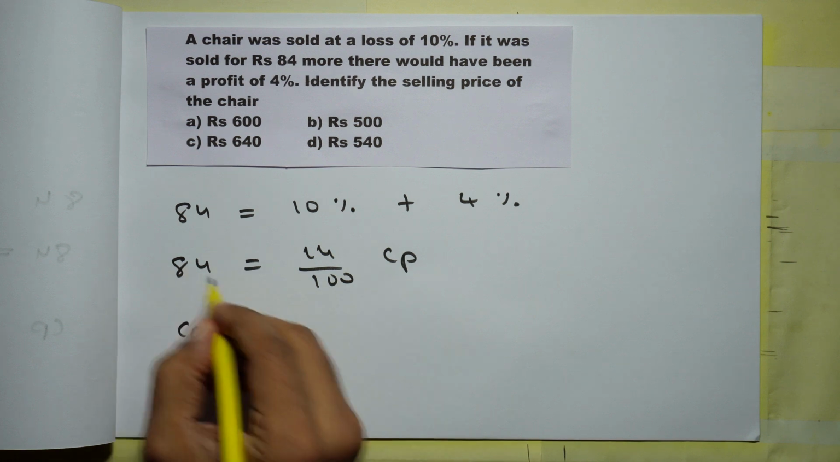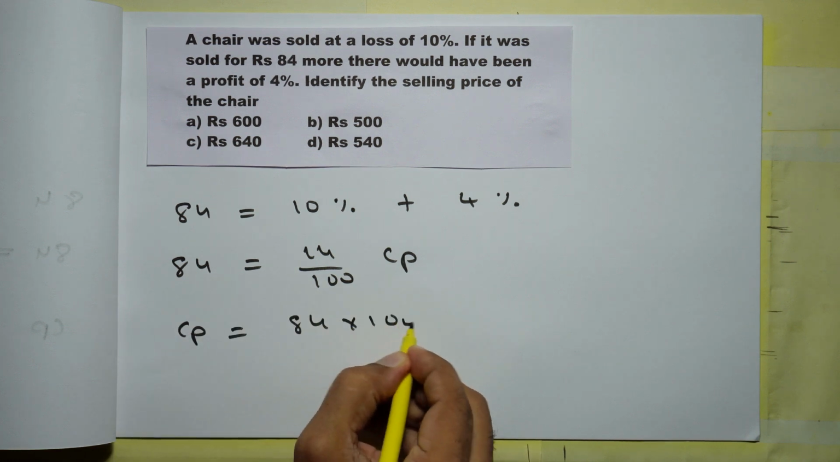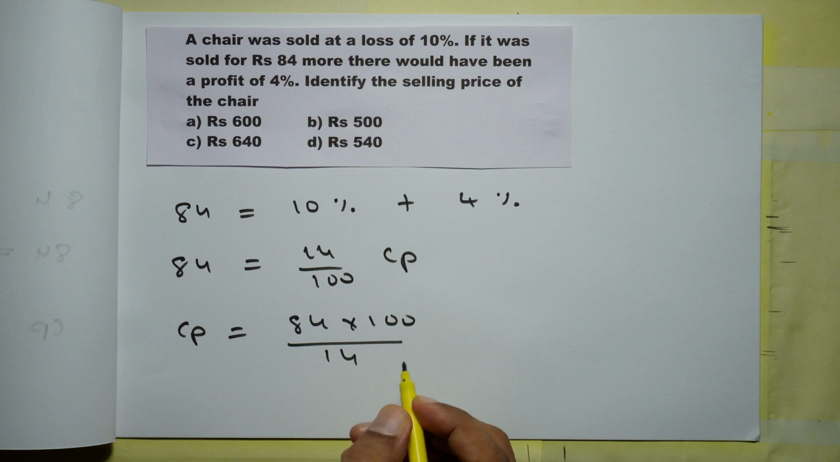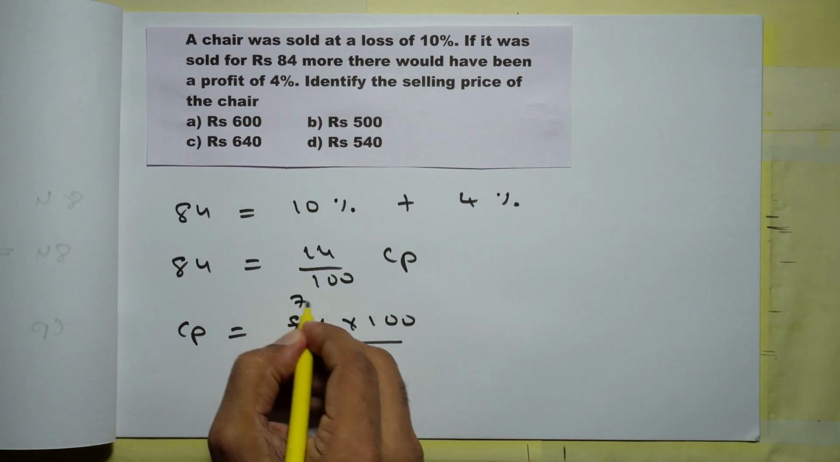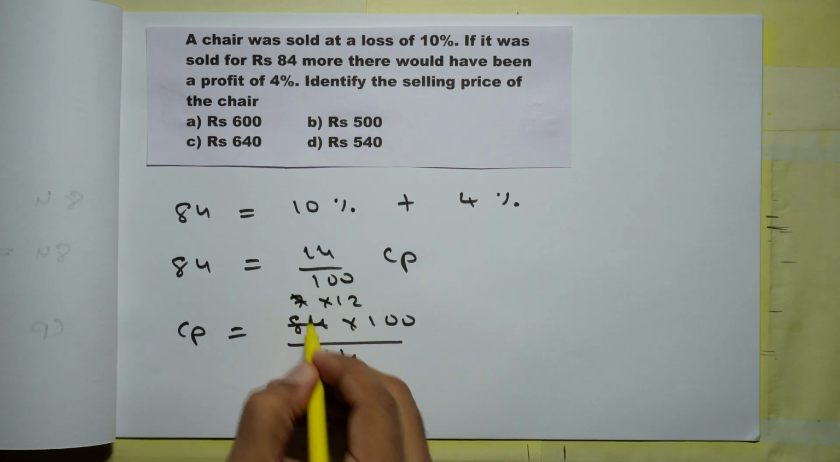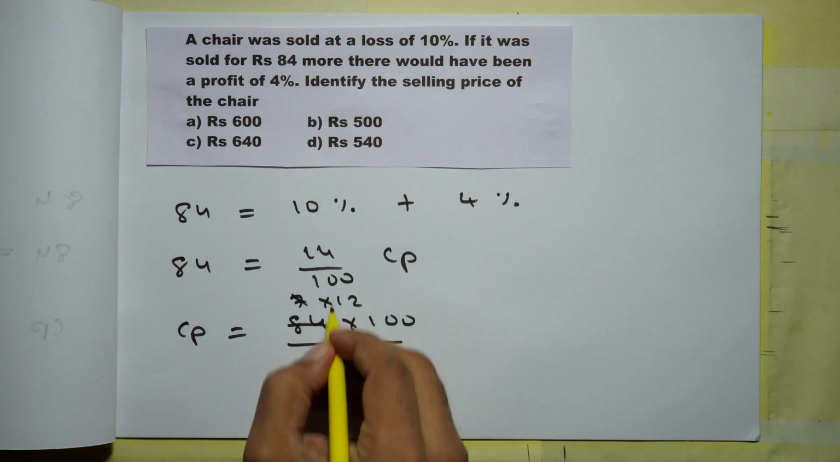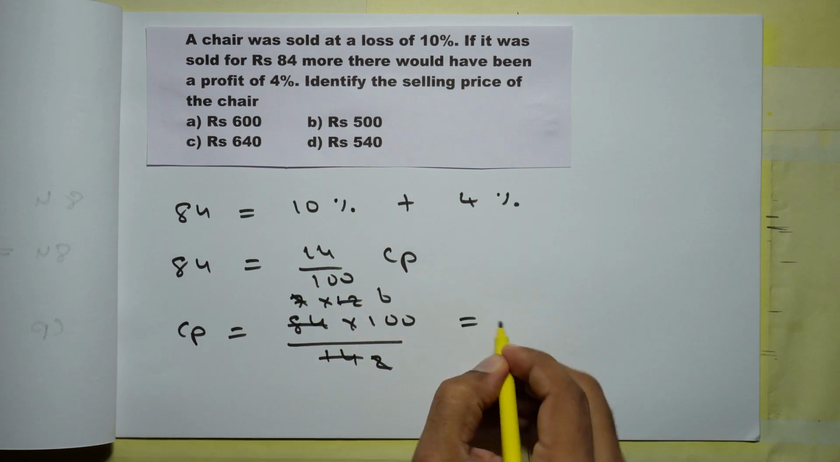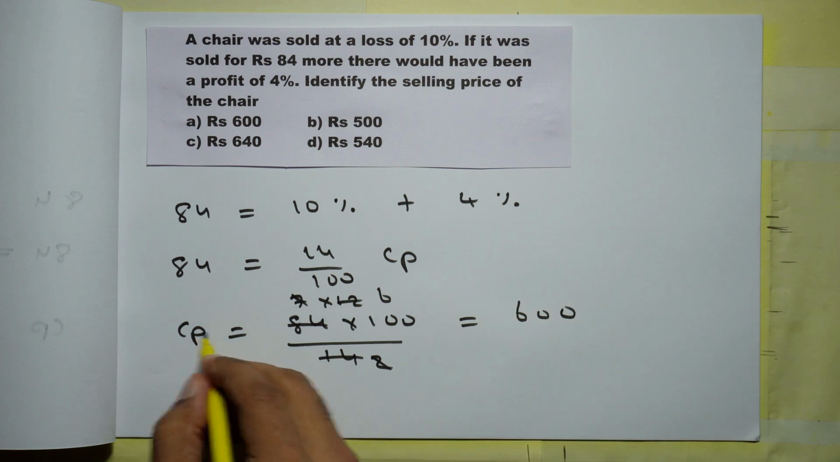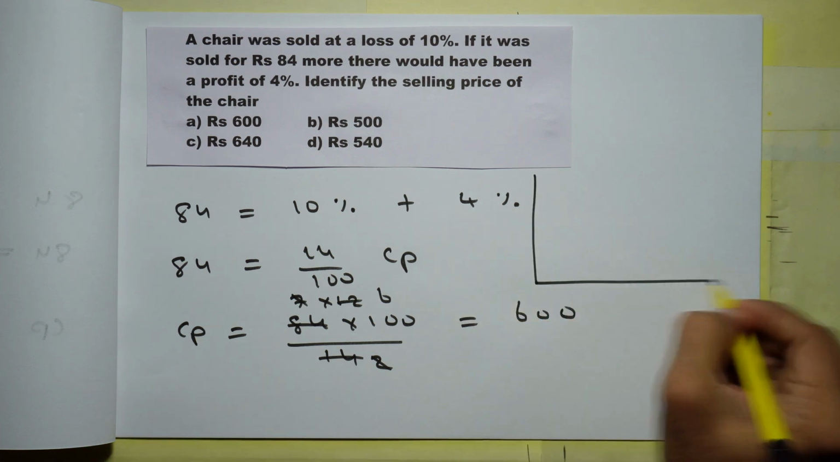Cost price you will get as 84 into 100 by 14. 84 is 7 into 12. 7 divides 2 times. 2 divides 6 times. So 6 into 100 gives you 600. So the cost price is 600.